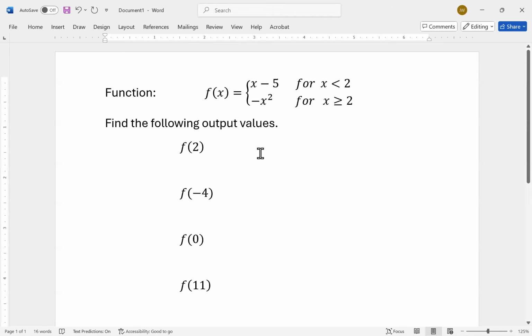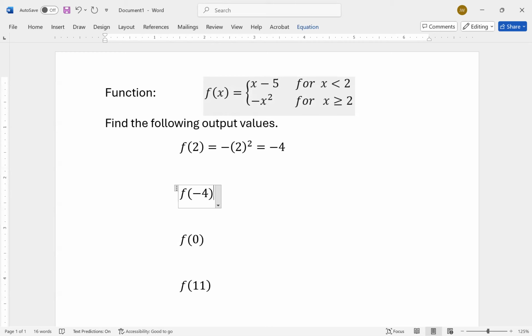When I plug in 2, since 2 is in the part of the domain where x is greater than or equal to 2 specifically, I use the output value of negative x squared. So what I do is I take -2 squared, and that gives me my output. The negative is on the outside of the parentheses here, so I get a -4.